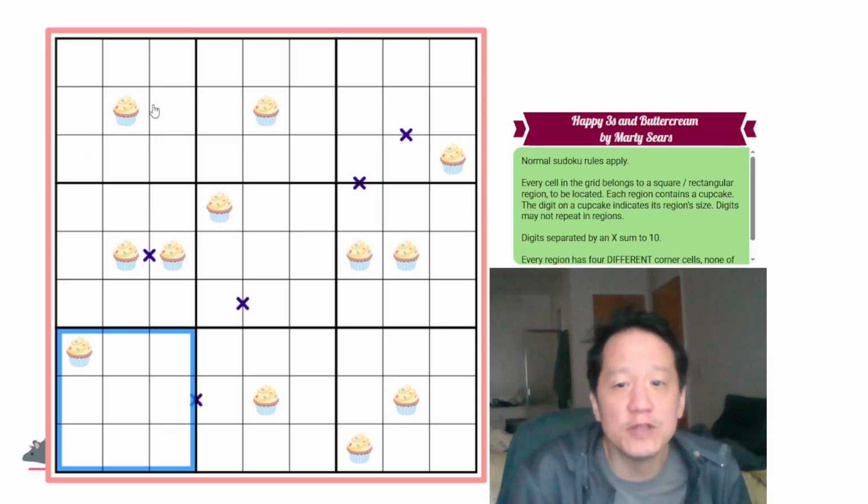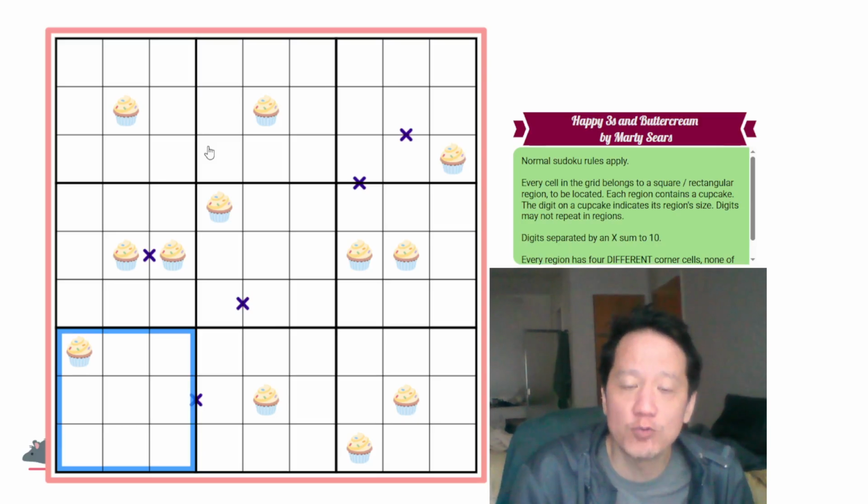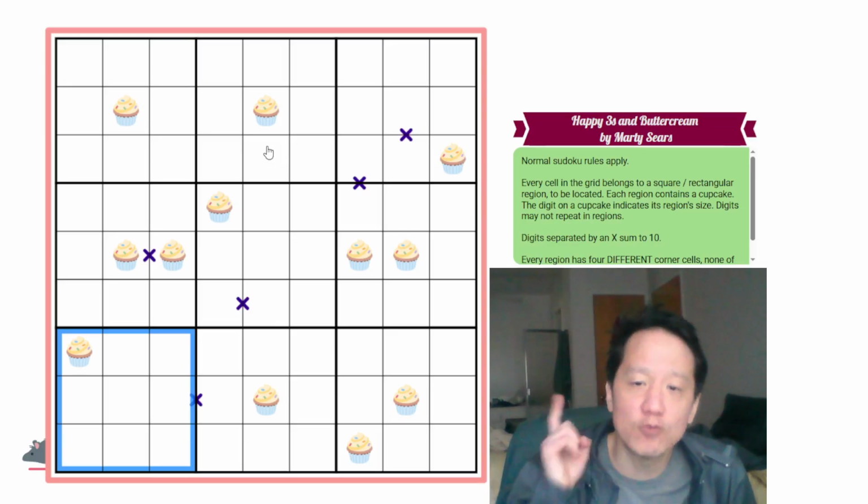Every cell in the grid belongs to a square or rectangular region to be located. Each region contains a cupcake. The digit on the cupcake indicates its region's size. Digits may not repeat in regions.